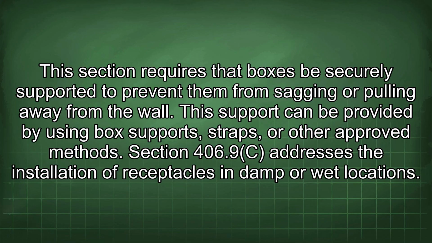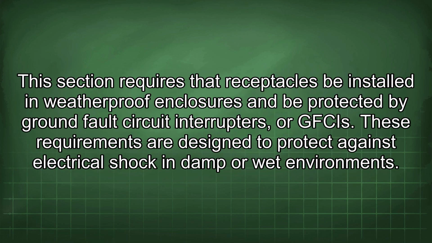Section 406.9(C) addresses the installation of receptacles in damp or wet locations. This section requires that receptacles be installed in weatherproof enclosures and be protected by ground fault circuit interrupters, or GFCIs. These requirements are designed to protect against electrical shock in damp or wet environments.